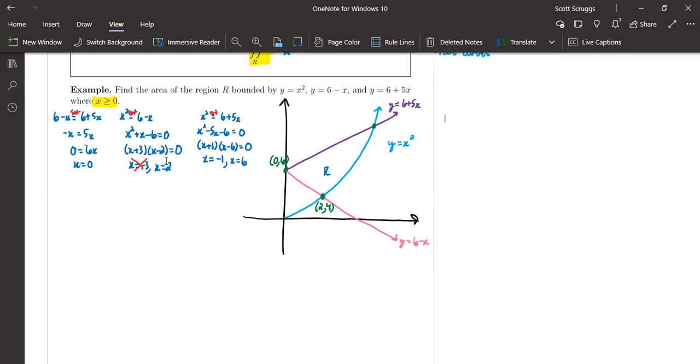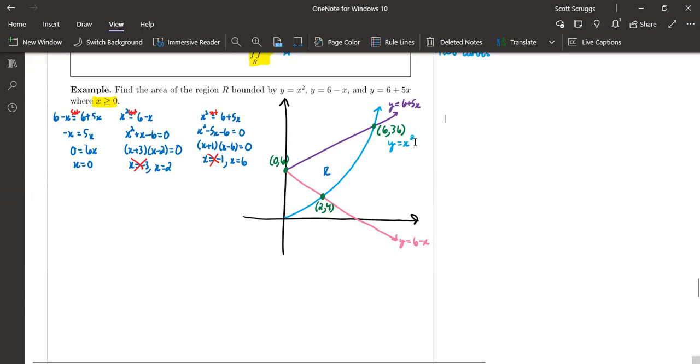Again, I can rule out the possibility that x equals -1 because I'm told from the beginning that x is non-negative. Because I can rule out that possibility, that means for this corresponding point, my s value is 6. And if you plug it into either the x squared or the 6 plus 5x, you will get that the corresponding y value is 36. So our corresponding point is 6 and 36.